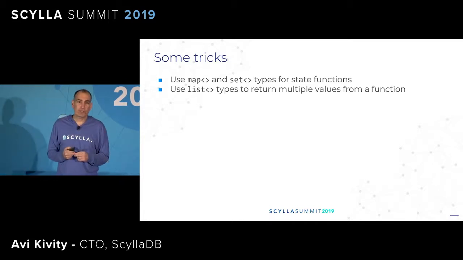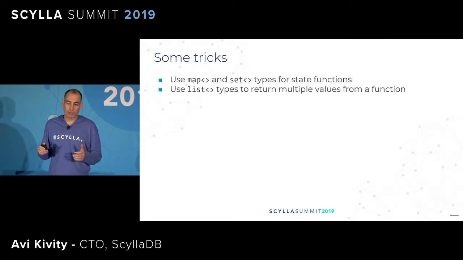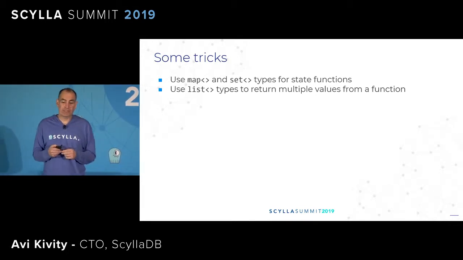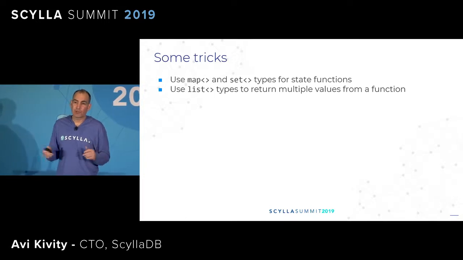So some tricks that you can use with user-defined aggregates. We already saw that you can pass a tuple as an accumulator. That allows you to have multiple scalars and not just one. But you can also have a more flexible type, like a map or a set, so that you can have an accumulator that has a variable number of values that you can then manage. And you can also use the list data type in order to return more than one value from a function.